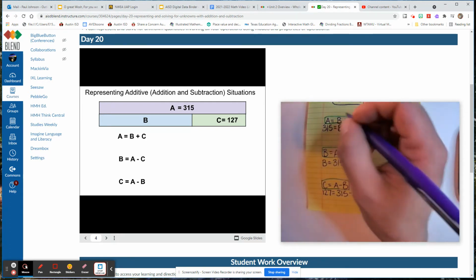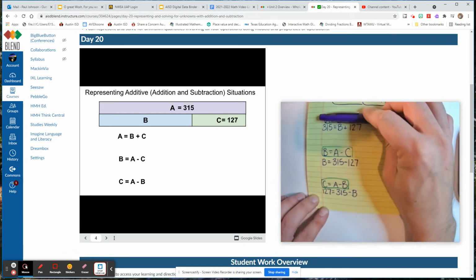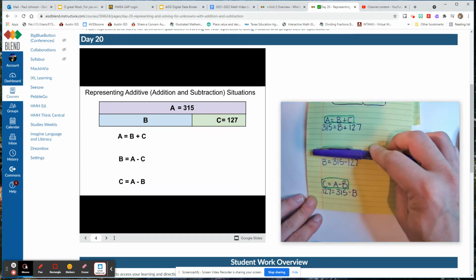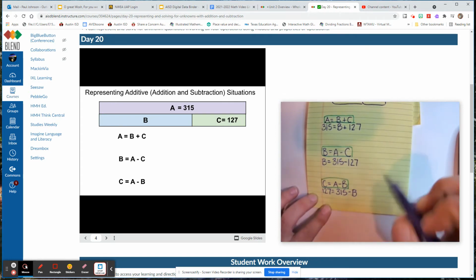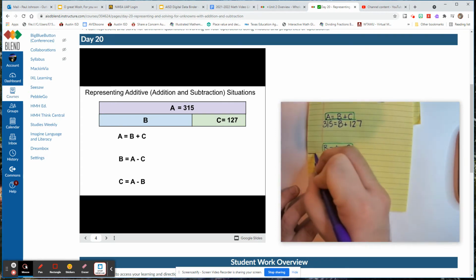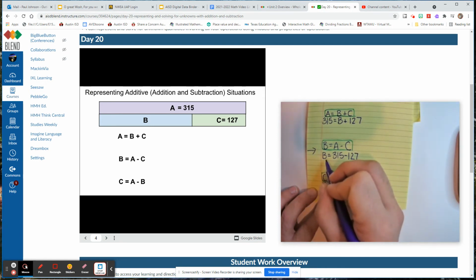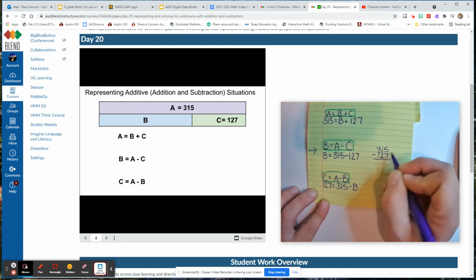All right, so basically we're looking at 315 is equal to an unknown value plus 127. We're looking at an unknown value is equal to 315 minus 127. And we're also looking at 127 is equal to 315 minus an unknown value. This one right here is going to be the easiest one to solve because all of your numbers are on one side and your unknown value is on the other side. So all we have to do over here is just go ahead and subtract 127 from 315.